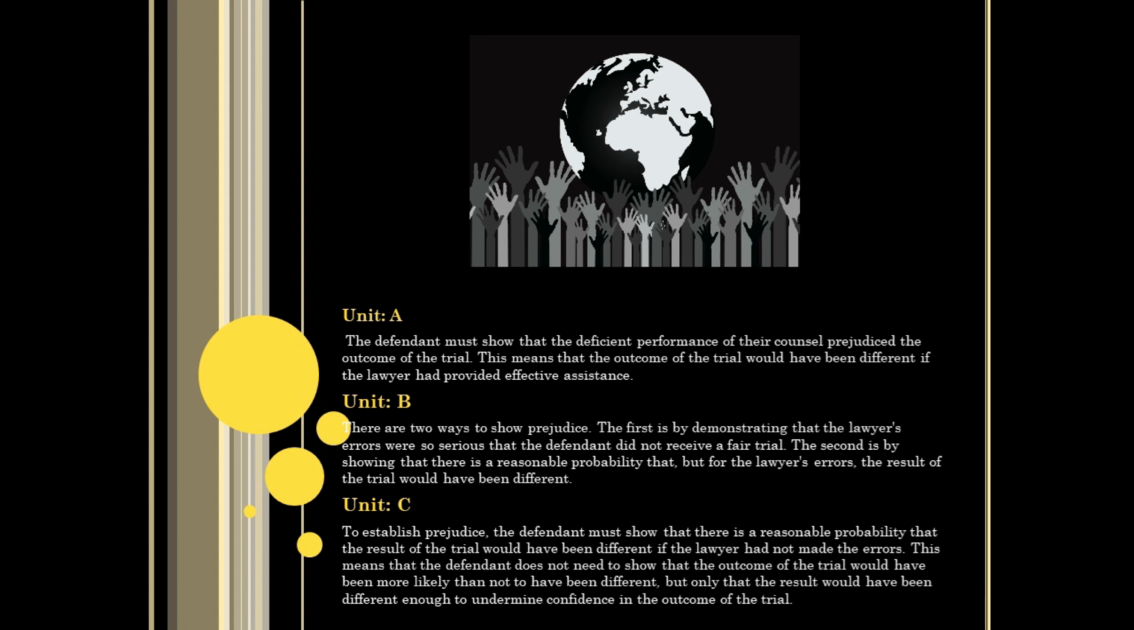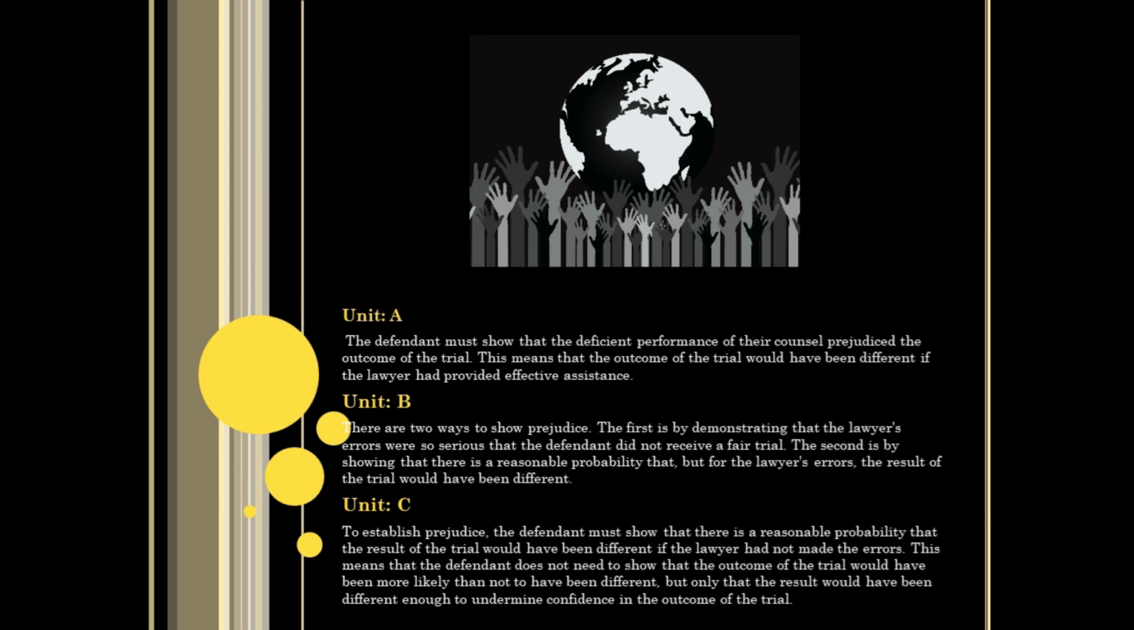Unit B. There are two ways to show prejudice. The first is by demonstrating that the lawyer's errors were so serious that the defendant did not receive a fair trial. The second is by showing that there is a reasonable probability that, but for the lawyer's errors, the result of the trial would have been different.